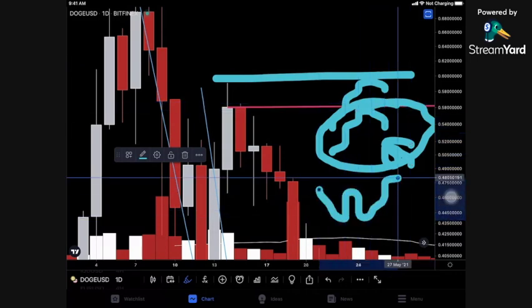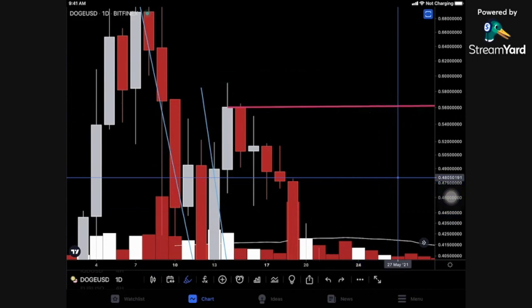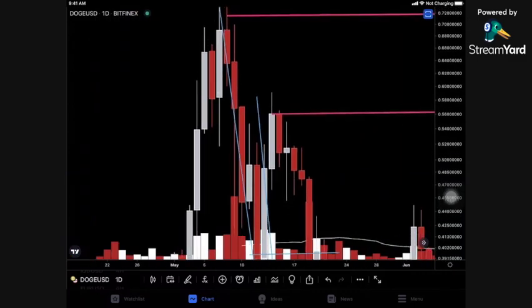Sorry, it makes my lines look squiggly. This is just how the app works. It makes the lines a little squiggly sometimes. But let's continue. So we draw that there.